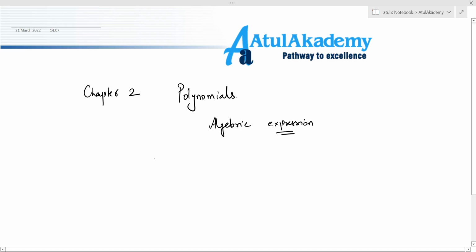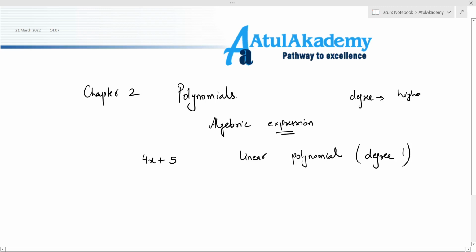If I take an example, like 4x plus 5, it is a linear polynomial. Why is it a linear polynomial? Because it has degree 1. The meaning of degree is the highest power of the variable, which is 1 in this case.